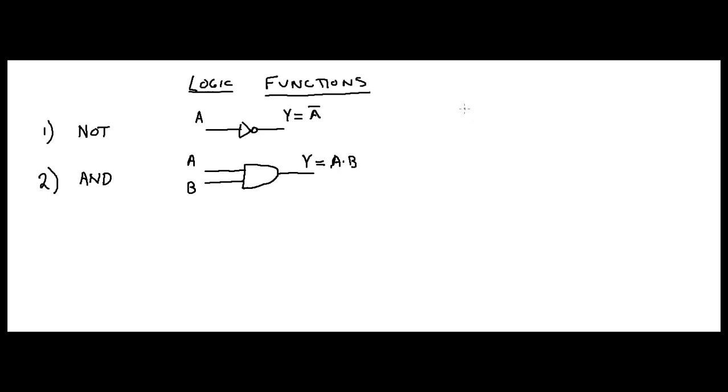So we have A, we have B, we have Y. Now let's go through this. If A and B are both zero, the output's going to be zero, isn't it? Now, suppose we say that B is one, A is zero. The output's still going to be zero, isn't it? I think I drew this line a little bit off there, didn't I? Okay, let's continue down now, all right?